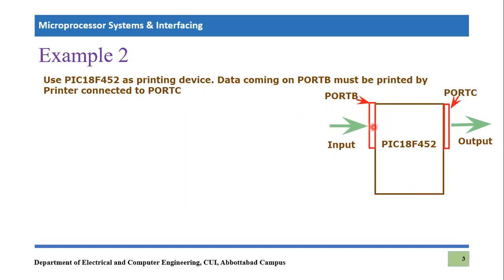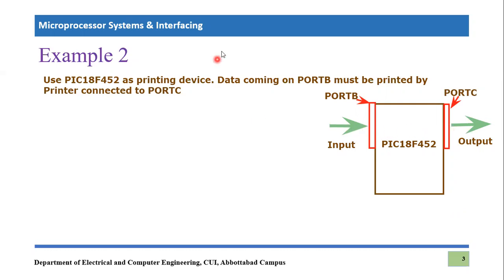So data must be coming on port B, and it must be printed by a printer, which is connected to port C. That means port C will serve as the output port, and there will be some output peripheral device, in this case a printer, connected to port C. So whatever data comes on port B, we have to print it on port C. So we have to take information from port B and send it to port C. That is the function of PIC-18F452 in this specific example. It is kind of an application program, so it will be burned in the microcontroller to perform this task.